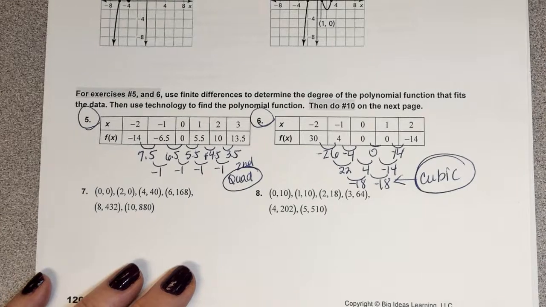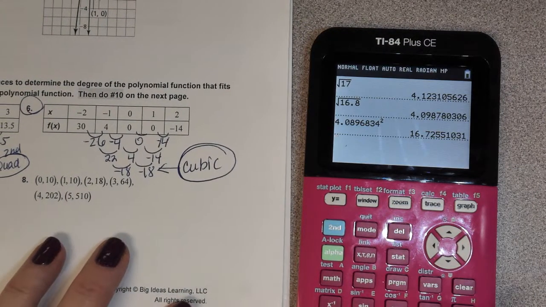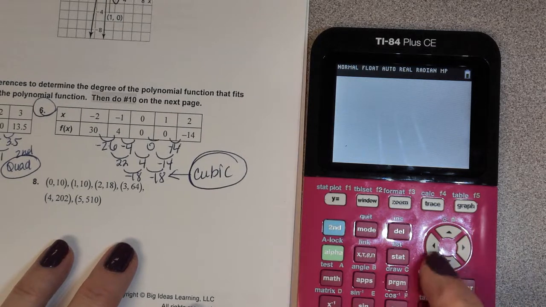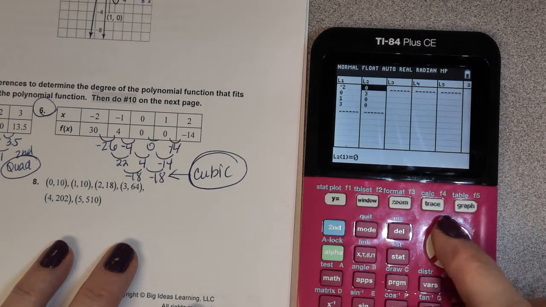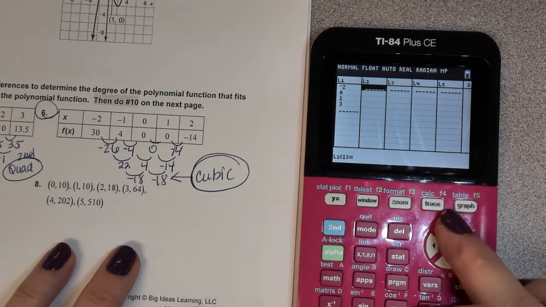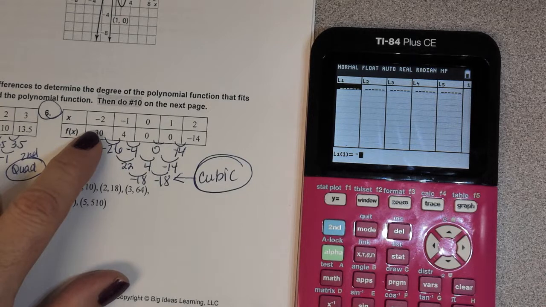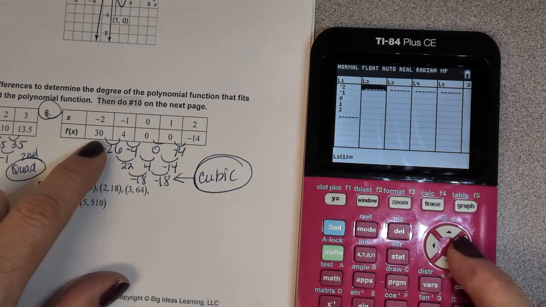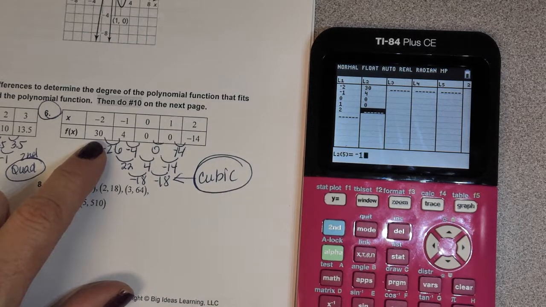So once I know what kind of data I have, I'm not going to have to waste time when I go to calculate. So we're going to go to Stat, Edit. We're going to go up to the top and clear. Put in our x's, negative 2, negative 1, 0, 1, 2. Put in our y's, 30, 4, 0, 0, negative 14.